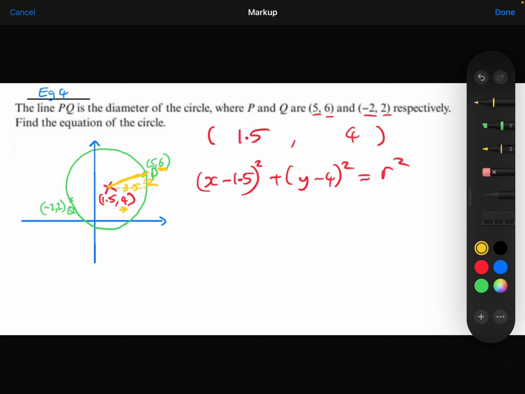And a little bit of Pythagoras will tell me what the radius is then. So 3.5 squared plus 2 squared, all square rooted, gives me an exact form of root 65 over 2. So that's the radius of the circle.